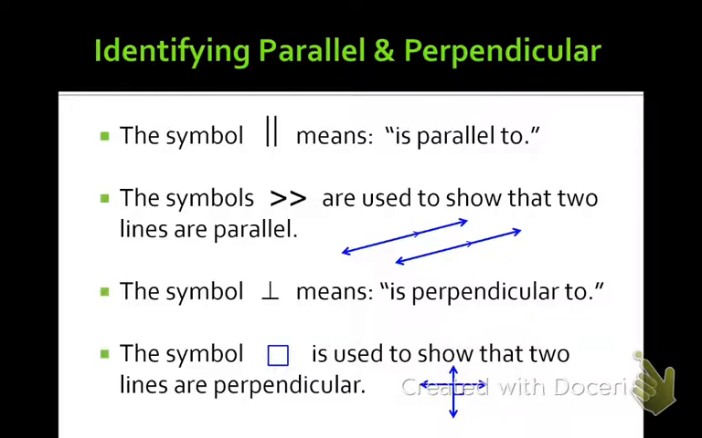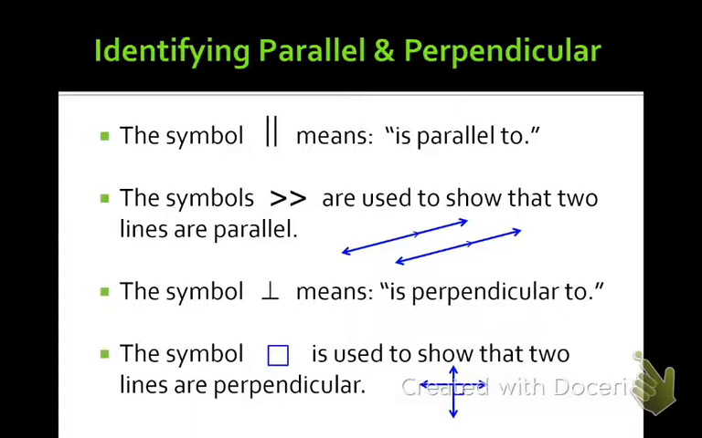The symbol of two lines together means parallel. Most of the time they're written at a slant. In the PowerPoint they're vertical, but you're going to have line AB, and then the two lines together, is parallel to line CD. It's going to look like that when you write the symbol.